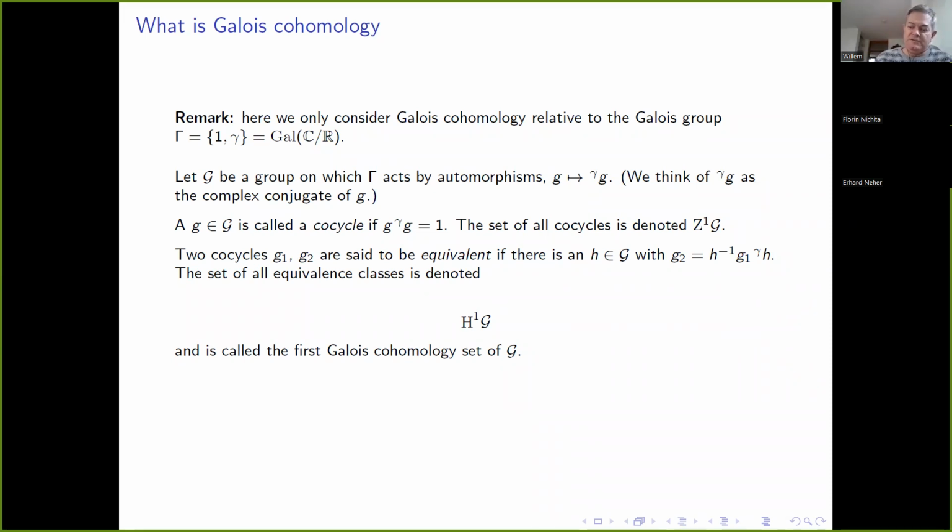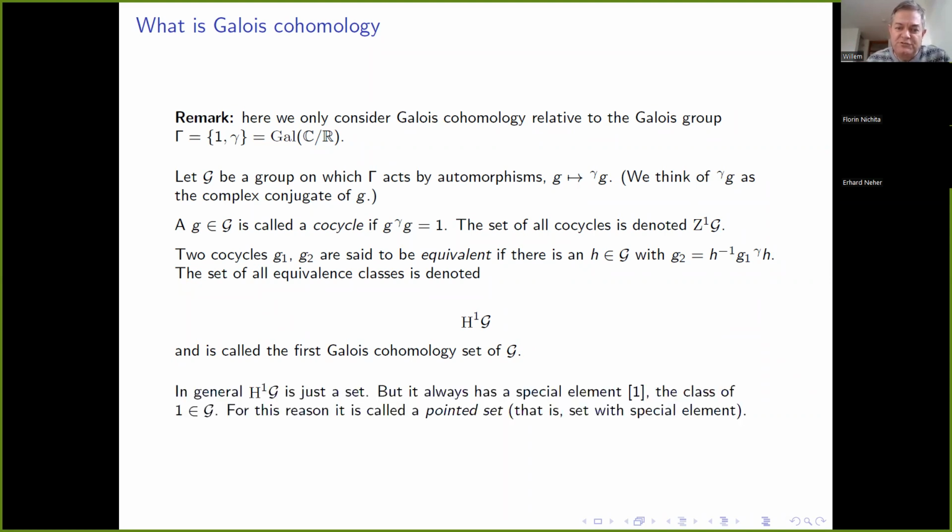Okay, and now this is a rather mysterious thing, this cohomology set. Of course, this is defined like this, but what it actually is, if you have a concrete group, is not so easy to see. And in fact, it is also just a set. It doesn't have a structure. It's not a group. It's not a vector space. Well, in general, in any case.